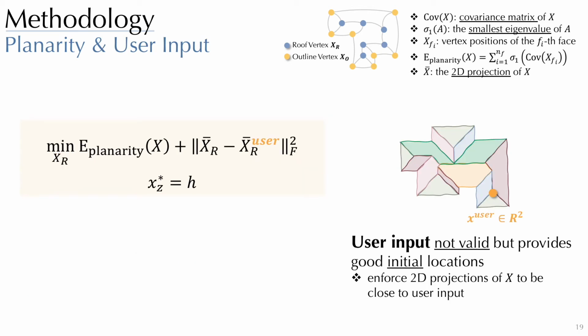One of the major advantages of our optimization-based formulation is its flexibility. Besides the planarity energy, we can also add extra regularizers to obtain more desirable results. For example, the user can specify the initial 2D locations of the roof vertices. However, the user input can be invalid or incomplete. In this case, we can add extra energy term to enforce the 2D projections of the roof vertices to be close to the user input. In this way, we can obtain a planar roof that is close to the user's hand-drawn sketches.